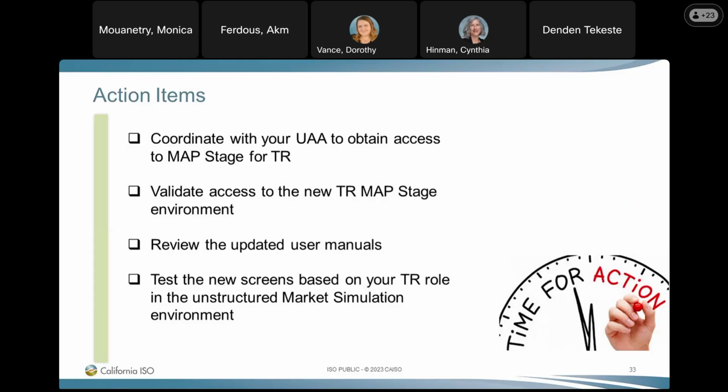If your UAAs have not already provisioned you access to the new map stage environment, reach out to your UAAs, your user access administrators. And if you don't know who your UAAs are, reach out to us, and we'll find the information for you so we can get you in touch with them. Make sure you get access to the map stage environment in addition to the production that you already have. Then once you get that access, make sure you go into the map stage environment and validate your access, so that way you can ensure that you have all the resources needed to perform those markets and scenarios.